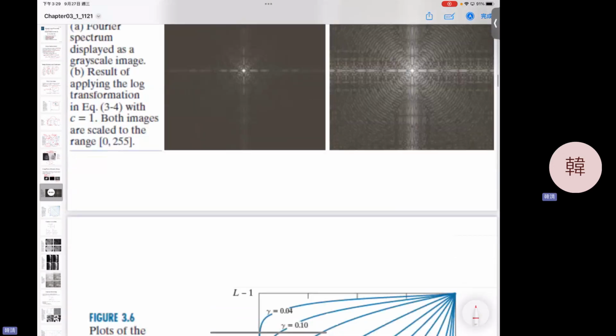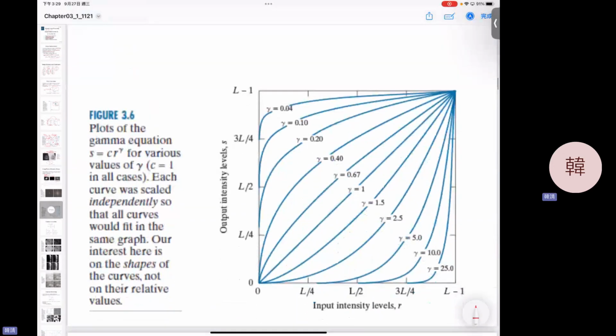So now let's look at the power law transformation. We say that there are two types, right? Linear, logarithm. Right? This is power law. Depending on your power, when your power equals 1 it is the identity transformation, do nothing. And then the power can be 1.5, 2.5, 5.0, 10, 25, and you can see the curves have different shapes.